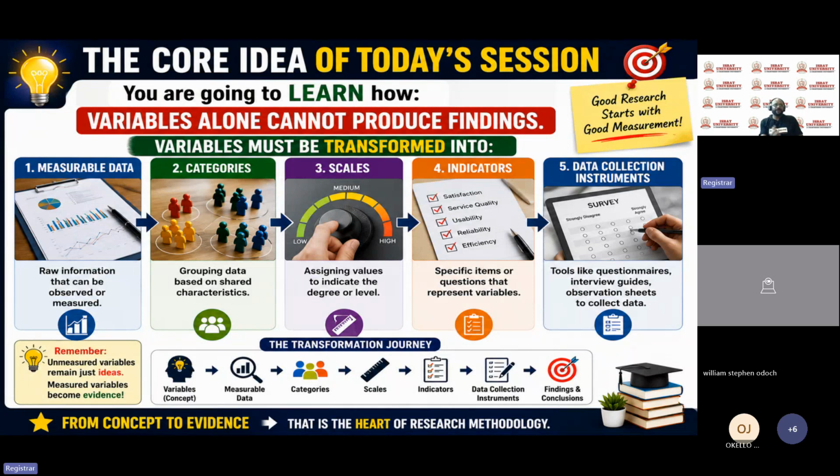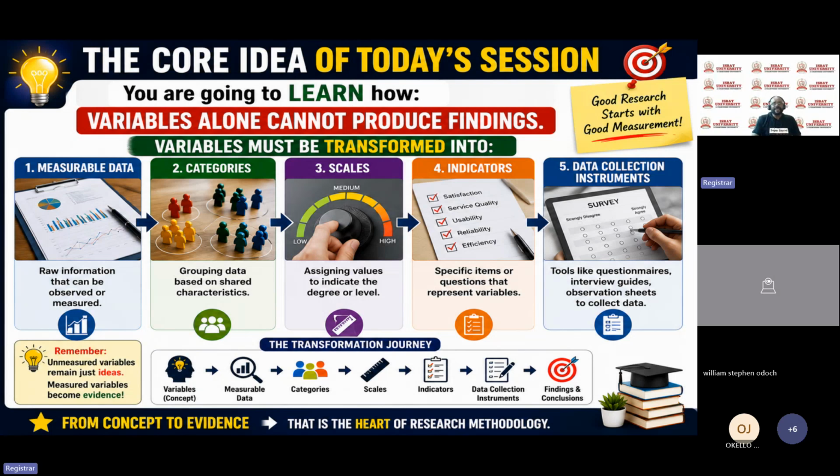So we get a lot of raw data through data collection, we convert that into measurable data, and we can categorize it. We can categorize the data based on shared characteristics. Also, we have to develop scales, because the data you collect, we have to assign scales, like what is shown on the board, like low, medium, high. We can assign values to indicate degree or level.